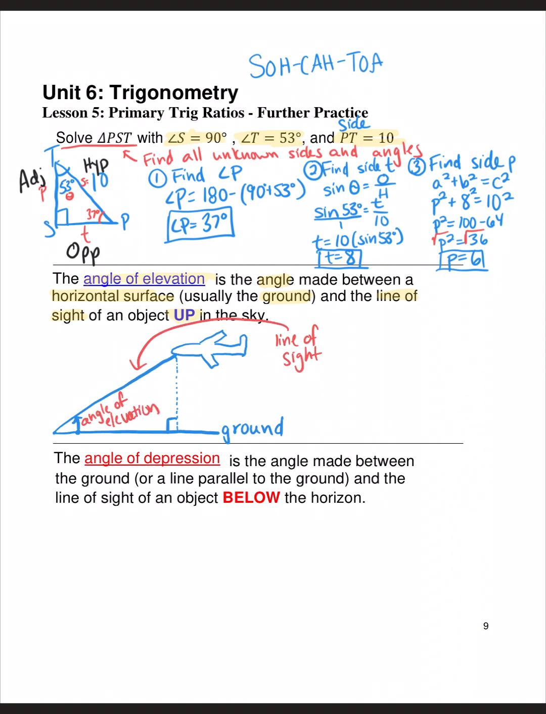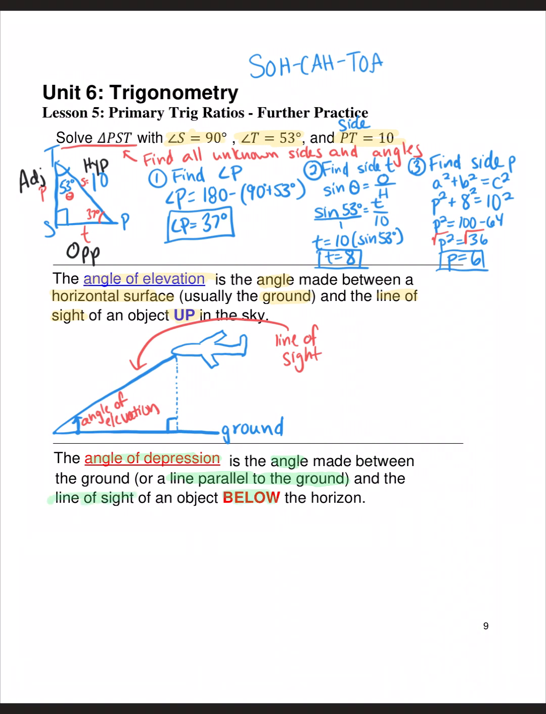Okay, let's take a look at what the angle of depression is. Similar idea, but instead of looking up at something, you're up kind of higher, say on like a cliff or a bridge, anything high up in the air, and you're looking down below. So when we're talking about angle of depression, this is going to be the angle made between the ground or a line parallel, and I'm going to say a line parallel to the ground because that's really the only kind you're going to see in this course, and the line of sight to an object below.